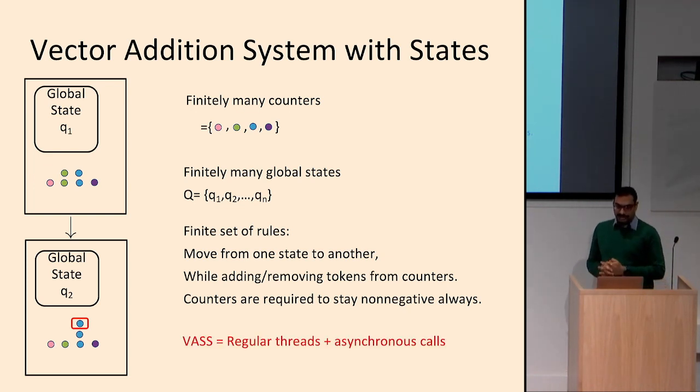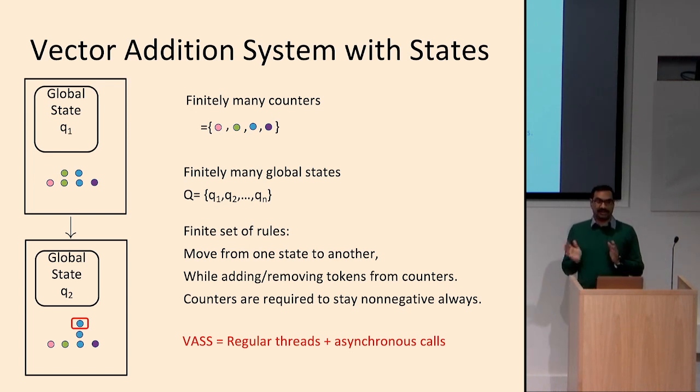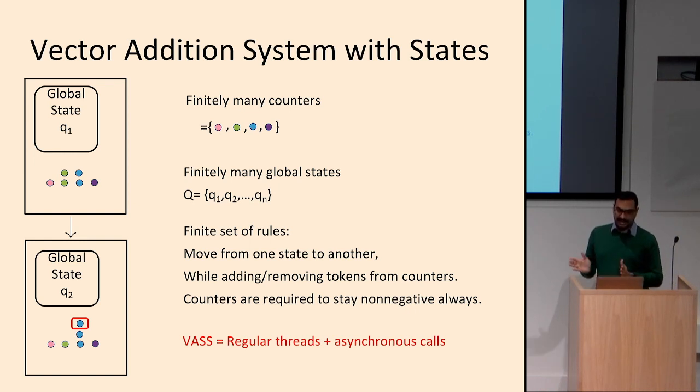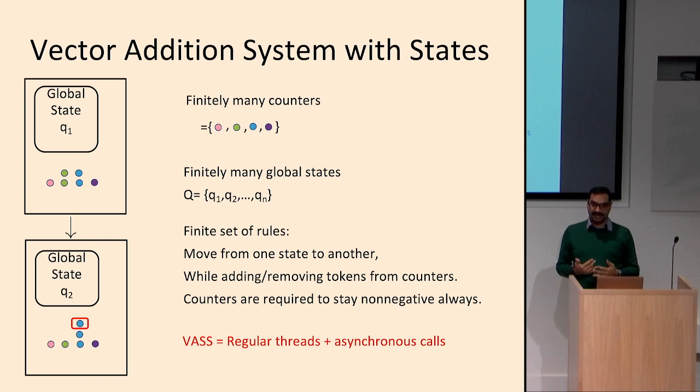From a program standpoint, you can think of VASS as modeling regular threads with asynchronous calls. Each thread is very simple, it's finite state, but you also have dynamic spawning, so you can spawn, and of course the assumption is that there are finitely many different states in which you can be. This means that with a finite number of counters, you can keep track of how many threads there are at any given point of time. So it's a very central model of computation.